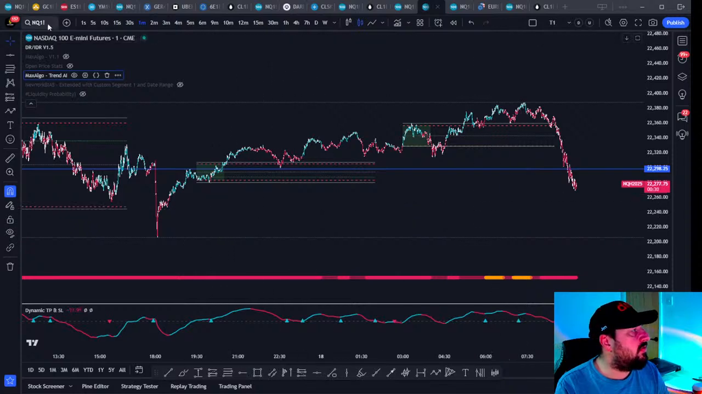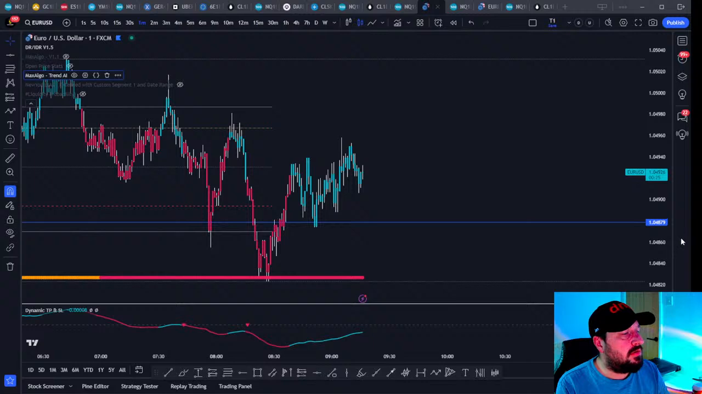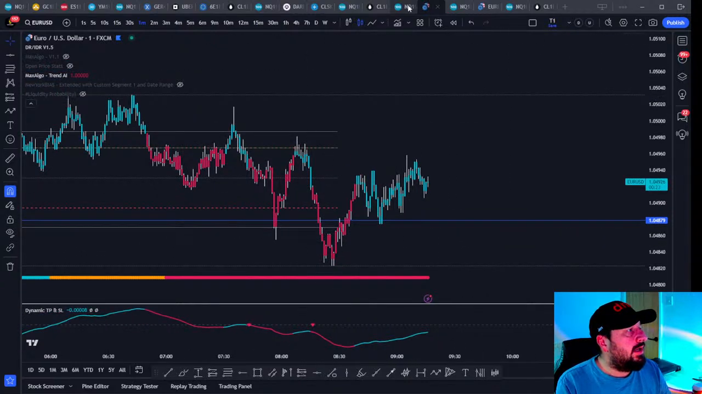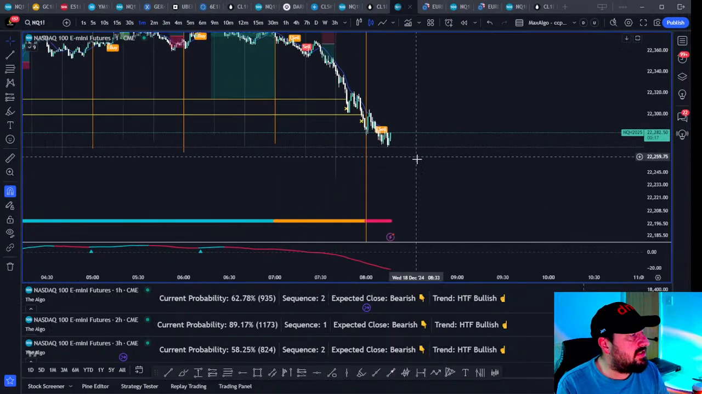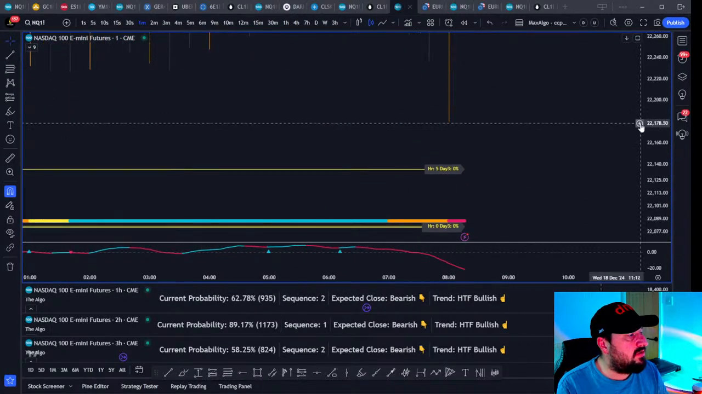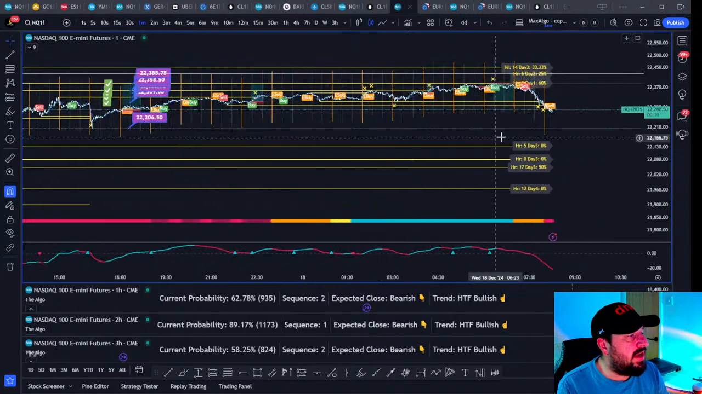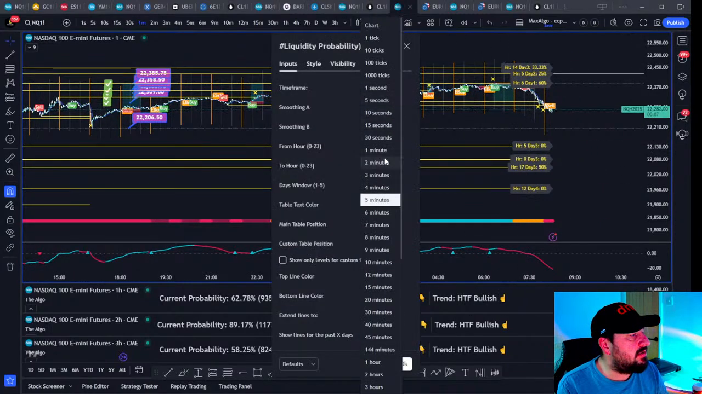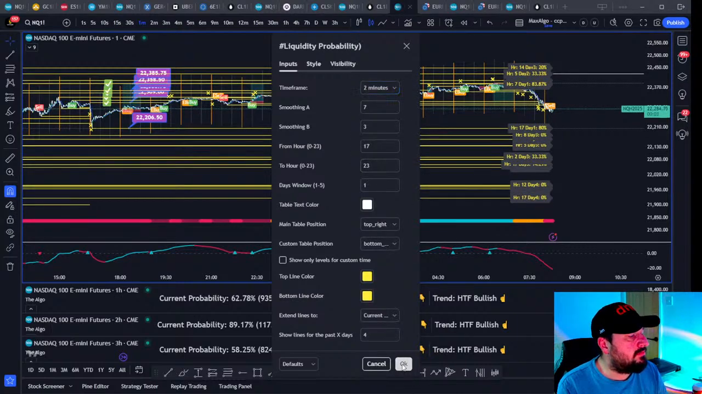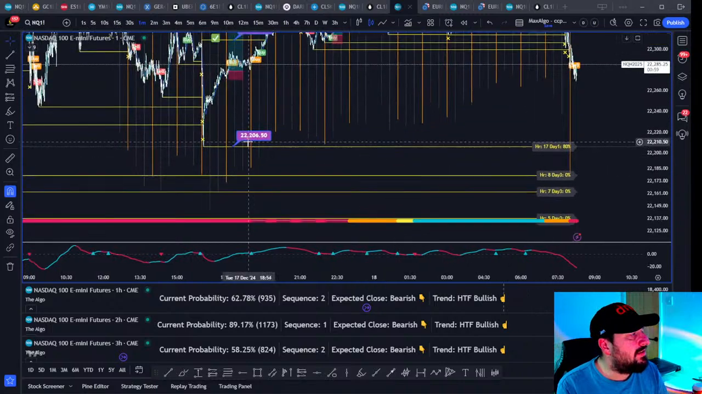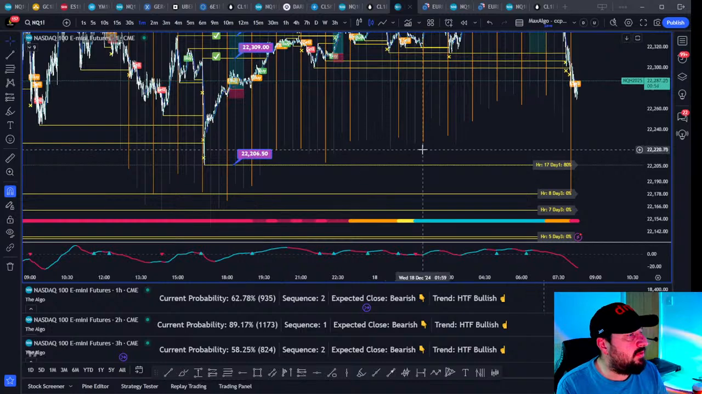Just want to put this back on Euro. NQ. So new hour. 62% probability of being bearish. We get an early sell signal. Here's our low, our next probability. Let's just change that then to, let's go 2 minute. Yeah, there we go. So if we're going to go down, that's kind of where we're going to carry on a little bit further, possibly where we could go.